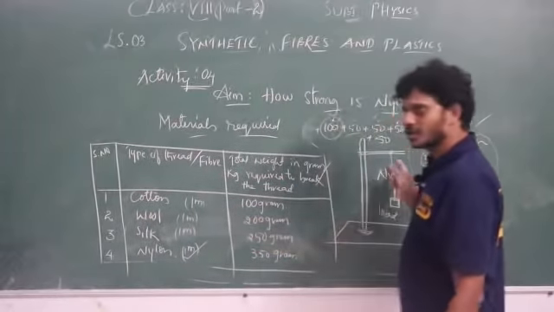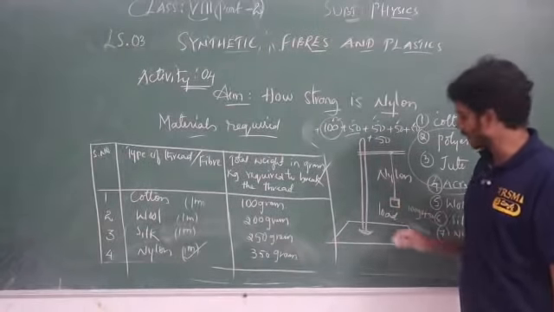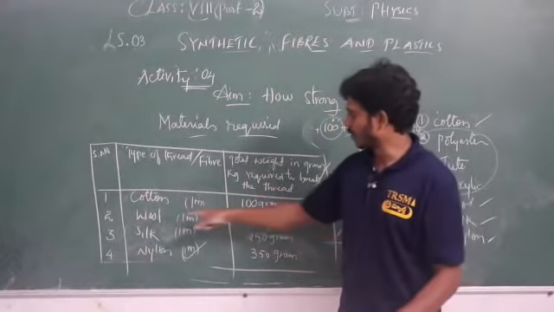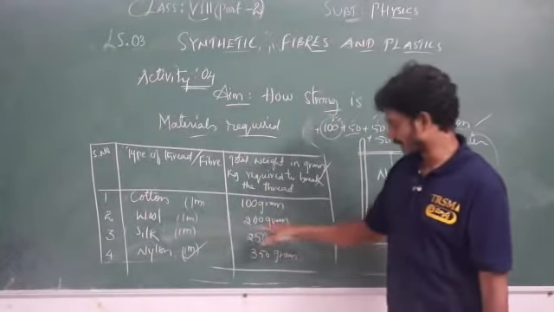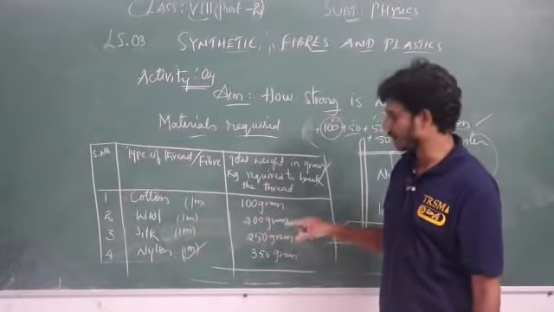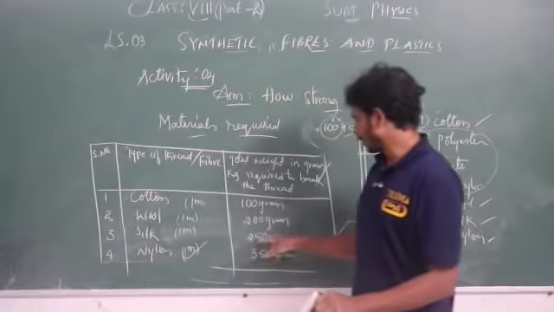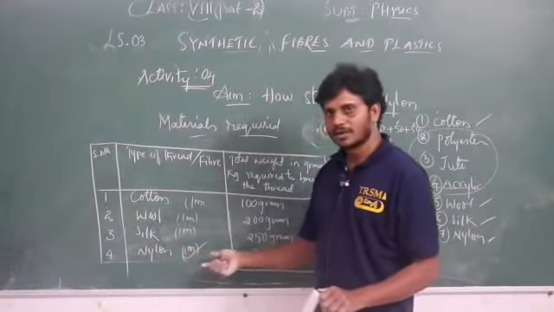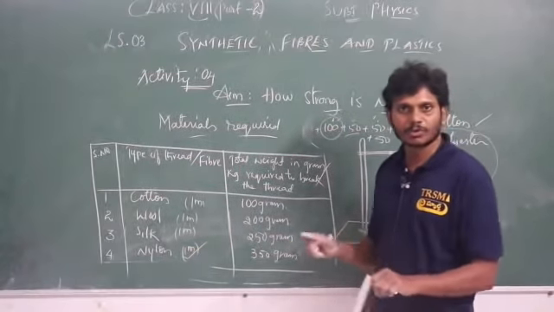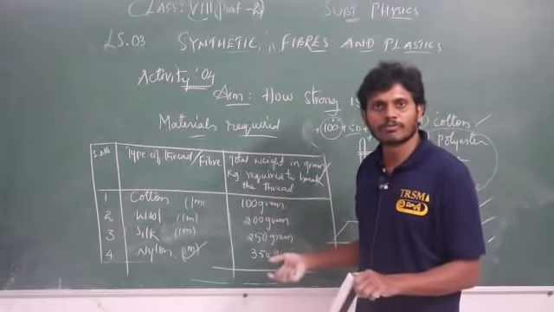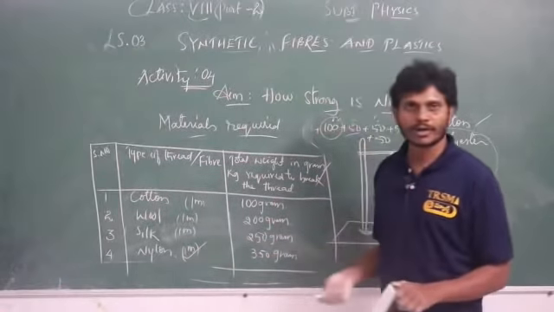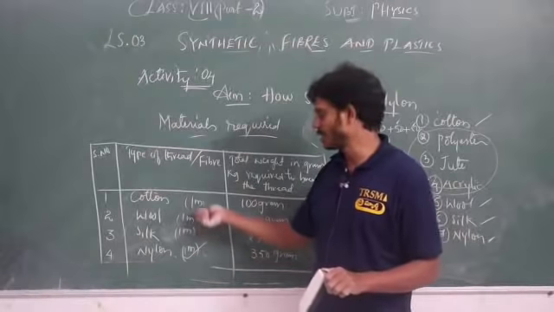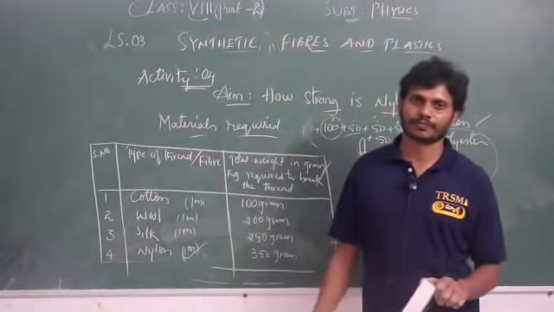Now one end is tied here and the second end is tied here to the stone. When I added 100 gram, cotton was broken. The second fiber, wool, when I added 200 gram, it was broken. The third fiber, silk, was broken at 250 gram of weight. And the fourth one, nylon, was broken when I added 350 gram. So out of all this, which bears more weight? Nylon bears more weight. So we can say nylon is the strongest fiber and cotton is the weakest fiber.